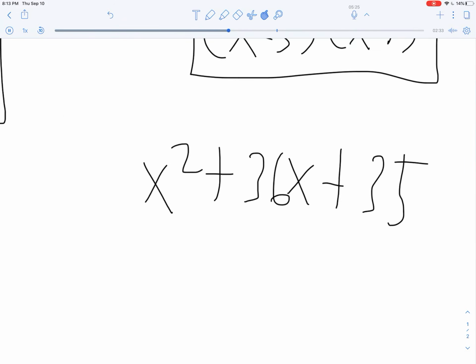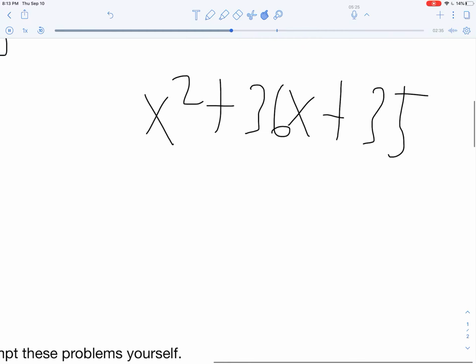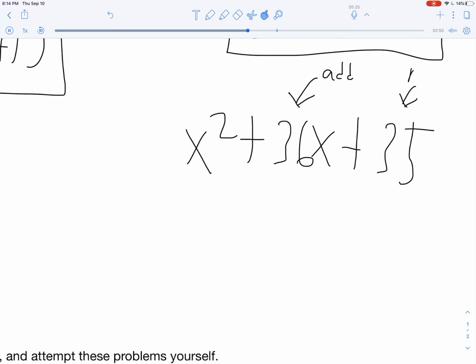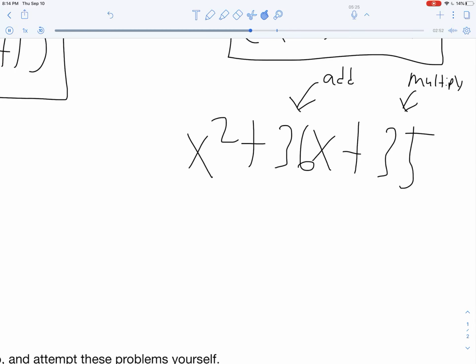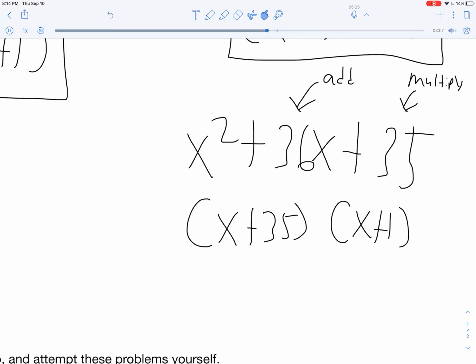Okay. All right, let's get our next one. x squared plus 36x plus 35. So what we want to do is find two numbers that add to 36 and multiply to positive 35. I know that 35 times 1 gives me 35, and that would add up to 36. So it's x plus 35 times x plus 1. That's my final answer.